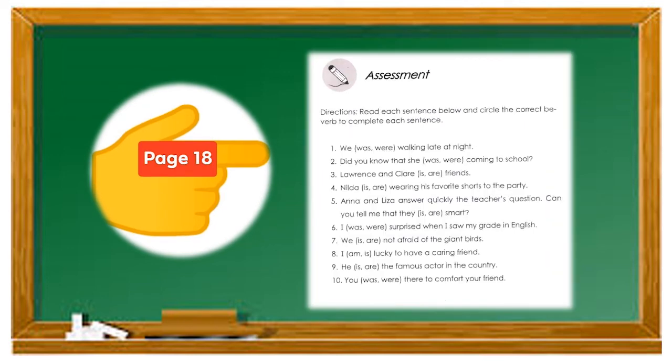On page 18, you can find the 10-item assessment. You are going to read each sentence and circle the correct be verb to complete each sentence. Number 1. We was, were walking late at night.